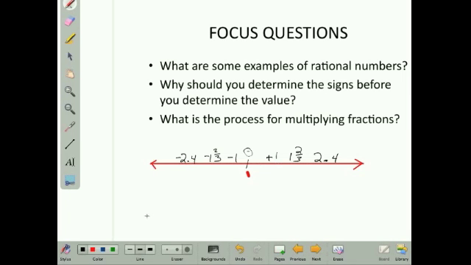So when we're talking about rational numbers, that's what we're talking about. We're talking about fractions, we're talking about whole numbers, we're talking about compound fractions, improper fractions. Essentially anything that can be placed on a number line is a rational number.